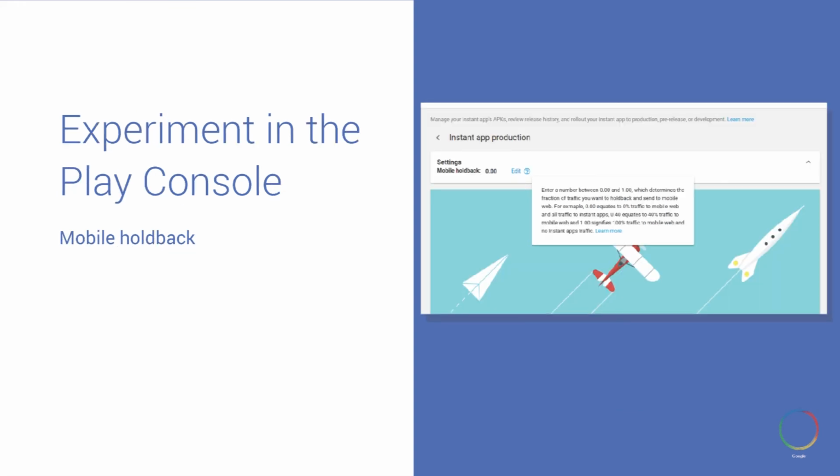We very much encourage experimentation. We have this new holdback mechanism for instant apps that allows you to determine what percentage of traffic goes to the instant app versus the mobile web. And this is great for you to test and try to understand how to optimize the instant app. So we encourage you to use this and really understand why users are preferring one or the other property.